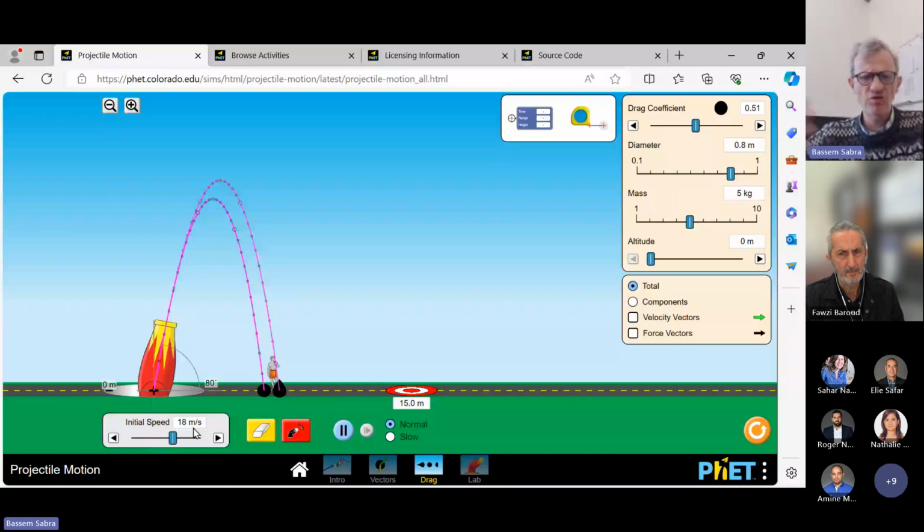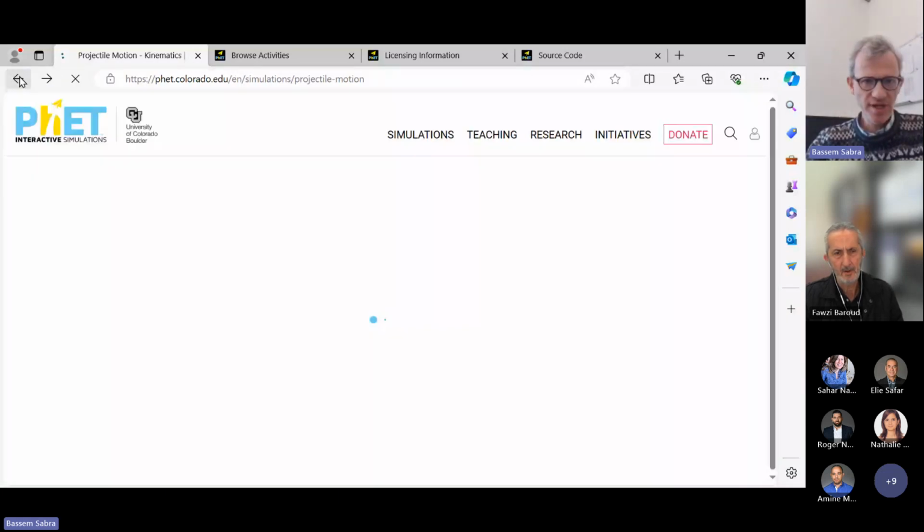And from this, you can basically introduce the concept of air resistance and how the shape of the projectile changes the flight characteristics. I can go on and on talking about these.